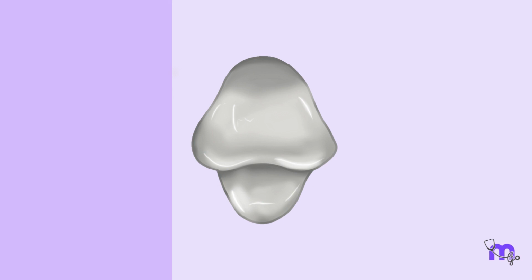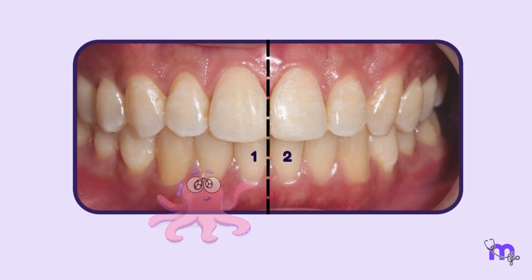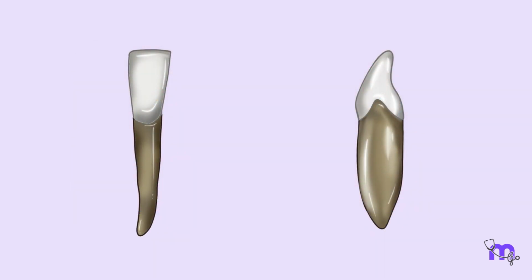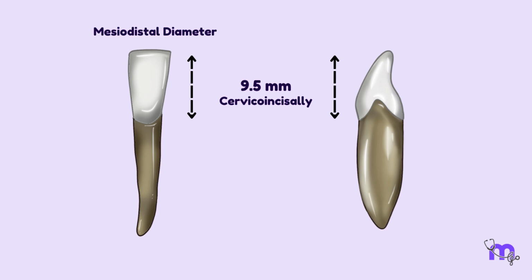Like the maxillary incisors, we see that the labial surface is wider than the lingual surface mesiodistally, indicating the presence of lingual convergence. Have you not wondered how the mandibular central incisor is the smallest tooth in the dental arches? For that, let's look at its average dimensions. The cervico-incisal length is about 9.5 mm. The mesiodistal diameter is about 5 mm, while the labiolingual diameter is about 6 mm.